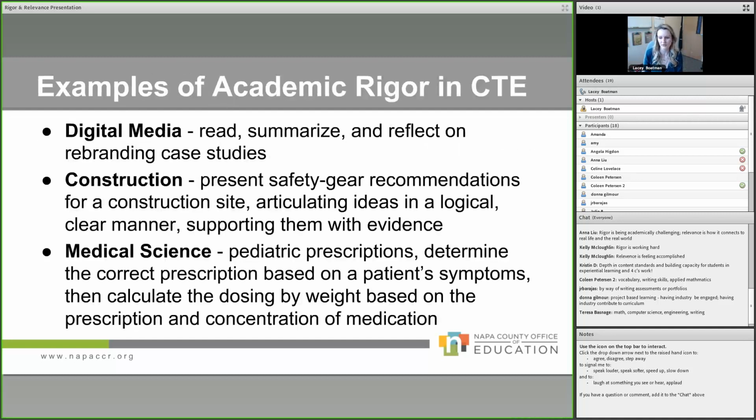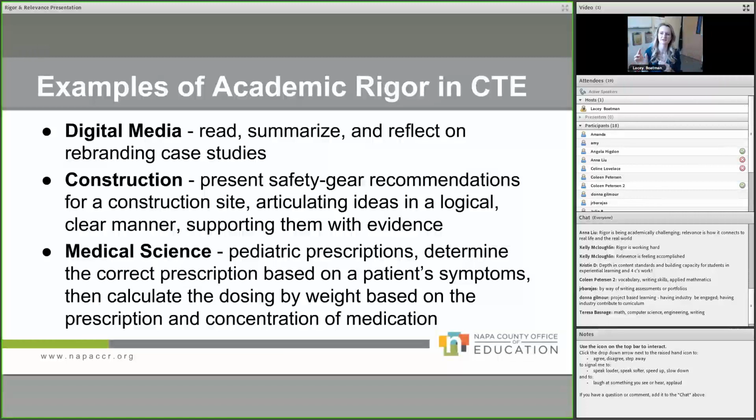Excellent. So here are some specific examples of academic rigor in CTE. You might have a digital media arts pathway where students are doing a branding project. They could be branding a company or rebranding. Something academically rigorous could be a benchmark along the way where they are reading, summarizing, and reflecting on a rebranding case study. You could apply that same idea to any other industry sector.